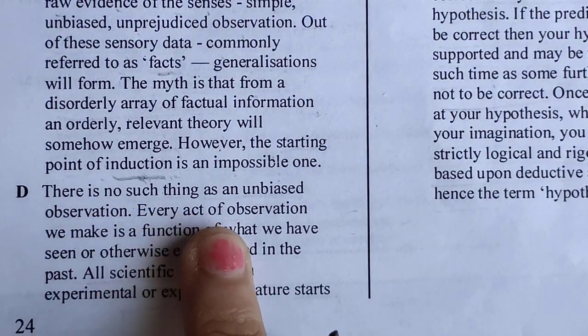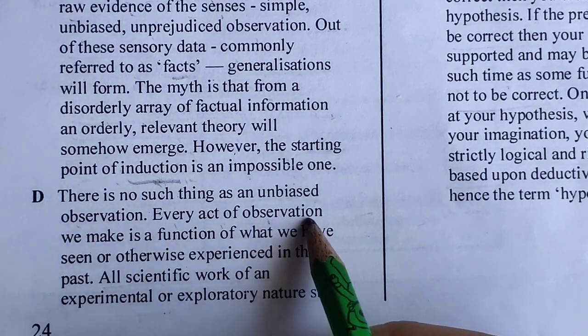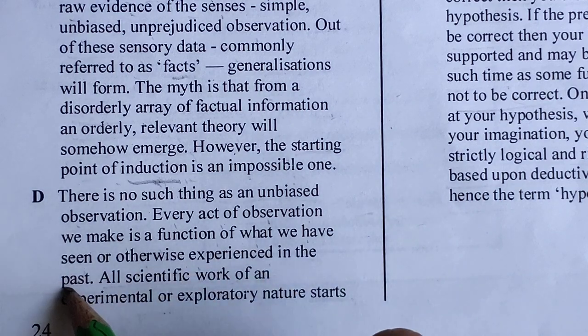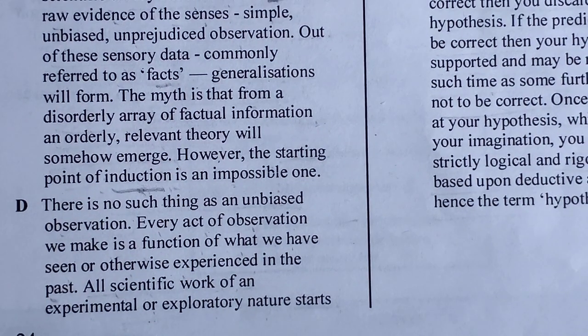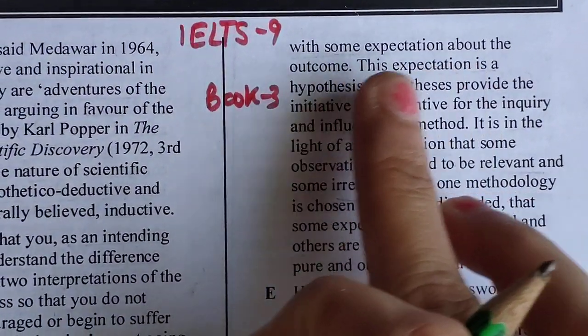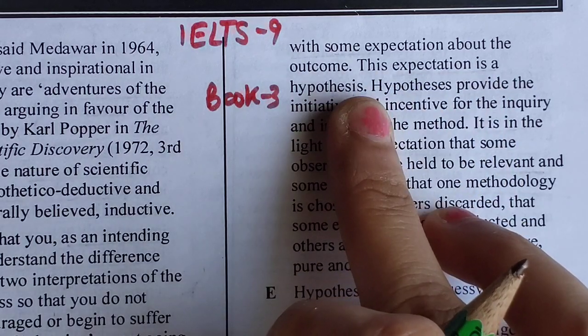There is no such thing as an unbiased observation. Every act of observation we make is a function of what we have seen or otherwise experienced in the past. All scientific work of an experimental or exploratory nature starts with some expectation about the outcome. The result, the expectation, is a hypothesis.